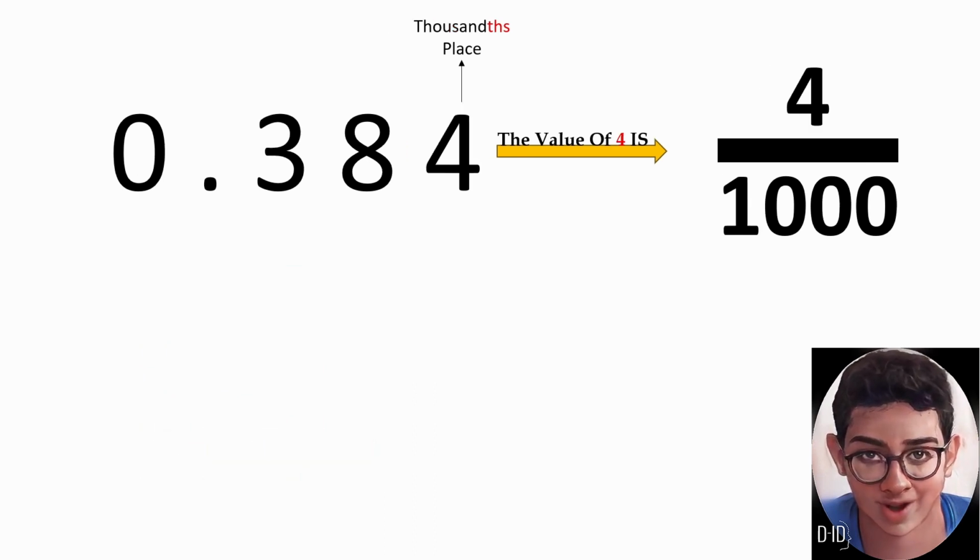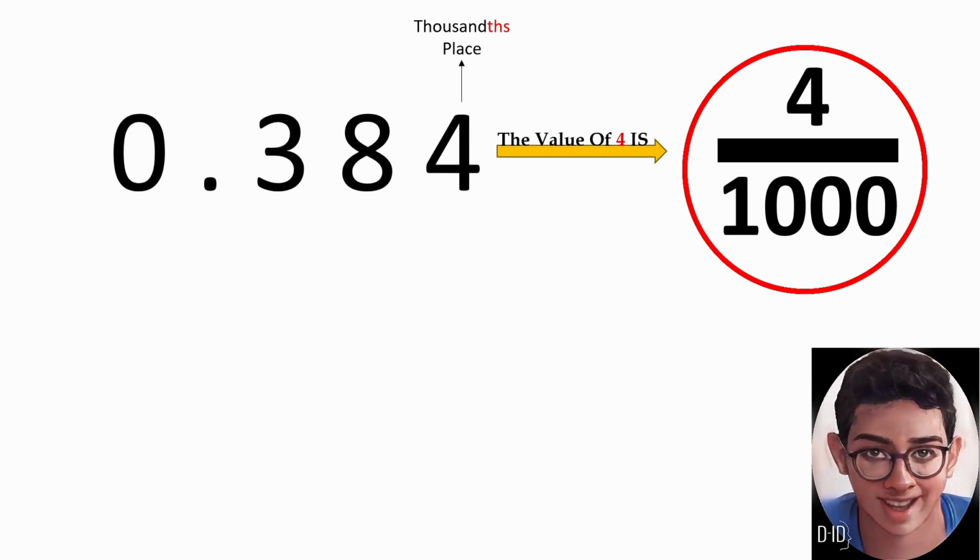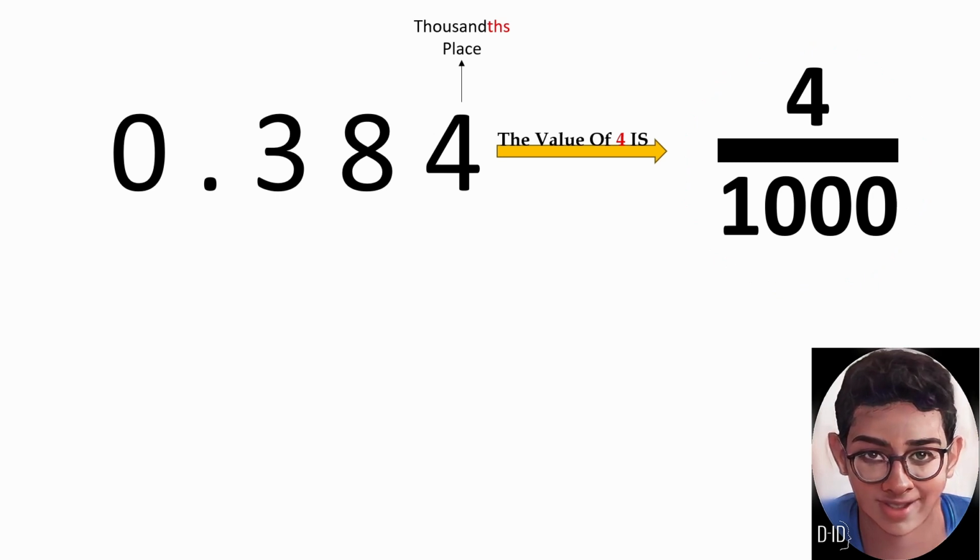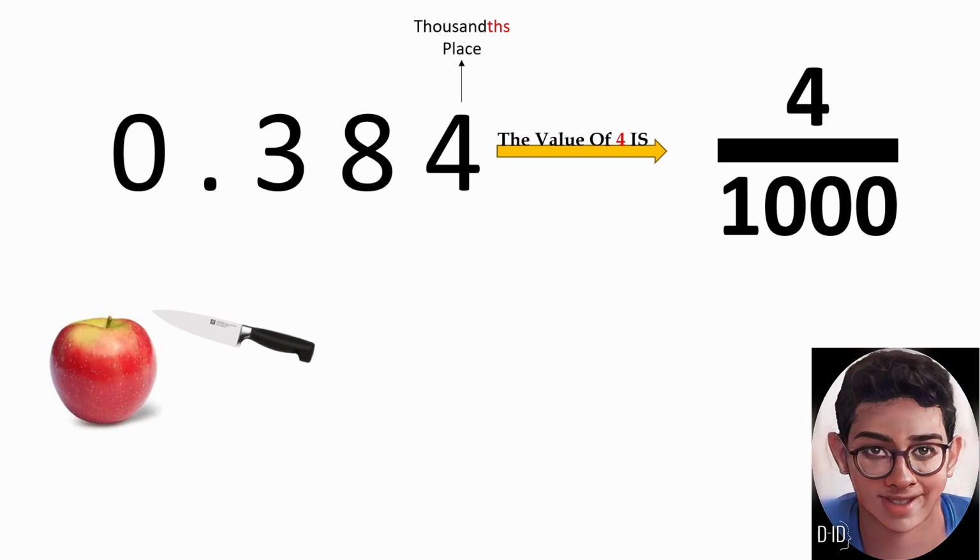Next we have the number 4 in the thousandths place. It can also be written as 4/1000. An example of this number would be, if I took an apple and cut it into 1000 pieces and took 4, I would have 4 out of 1000 apple slices.